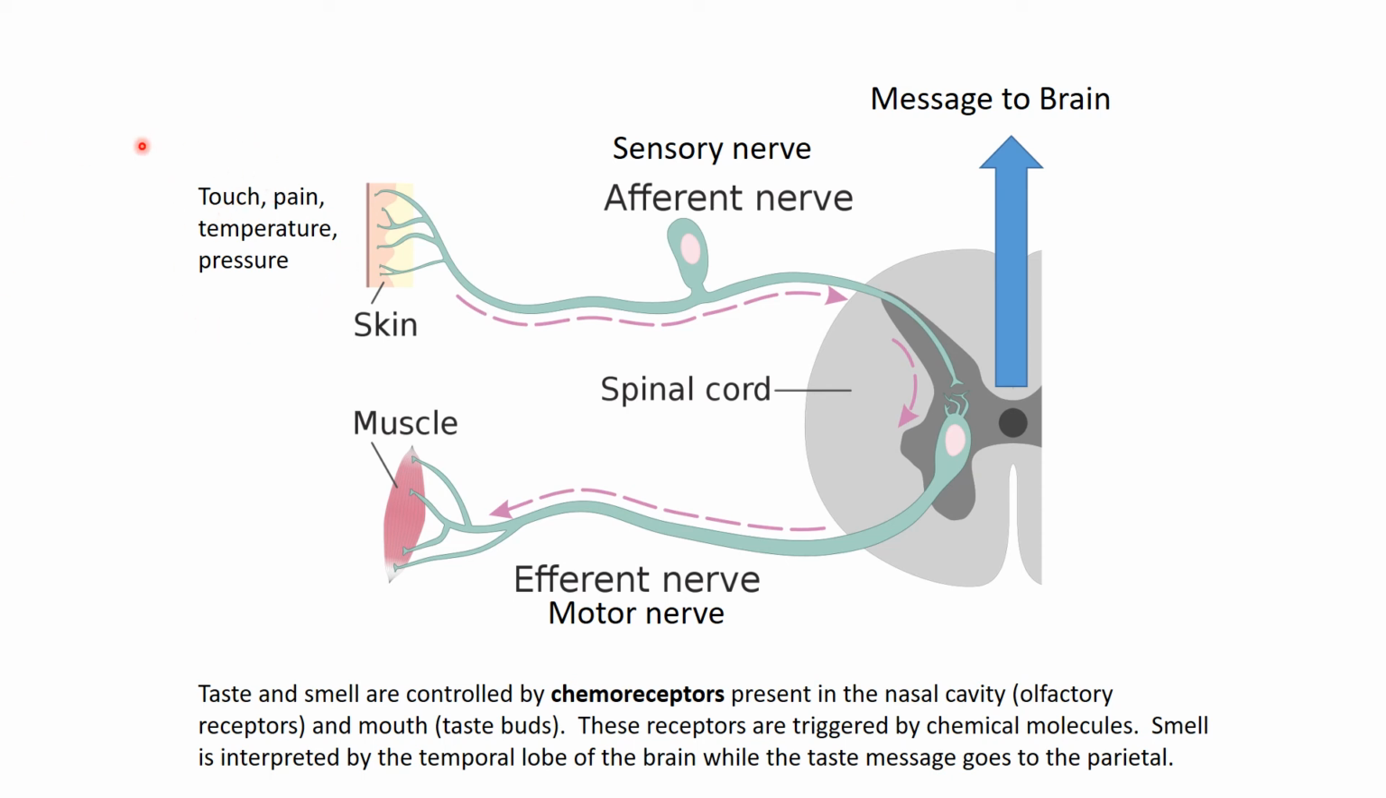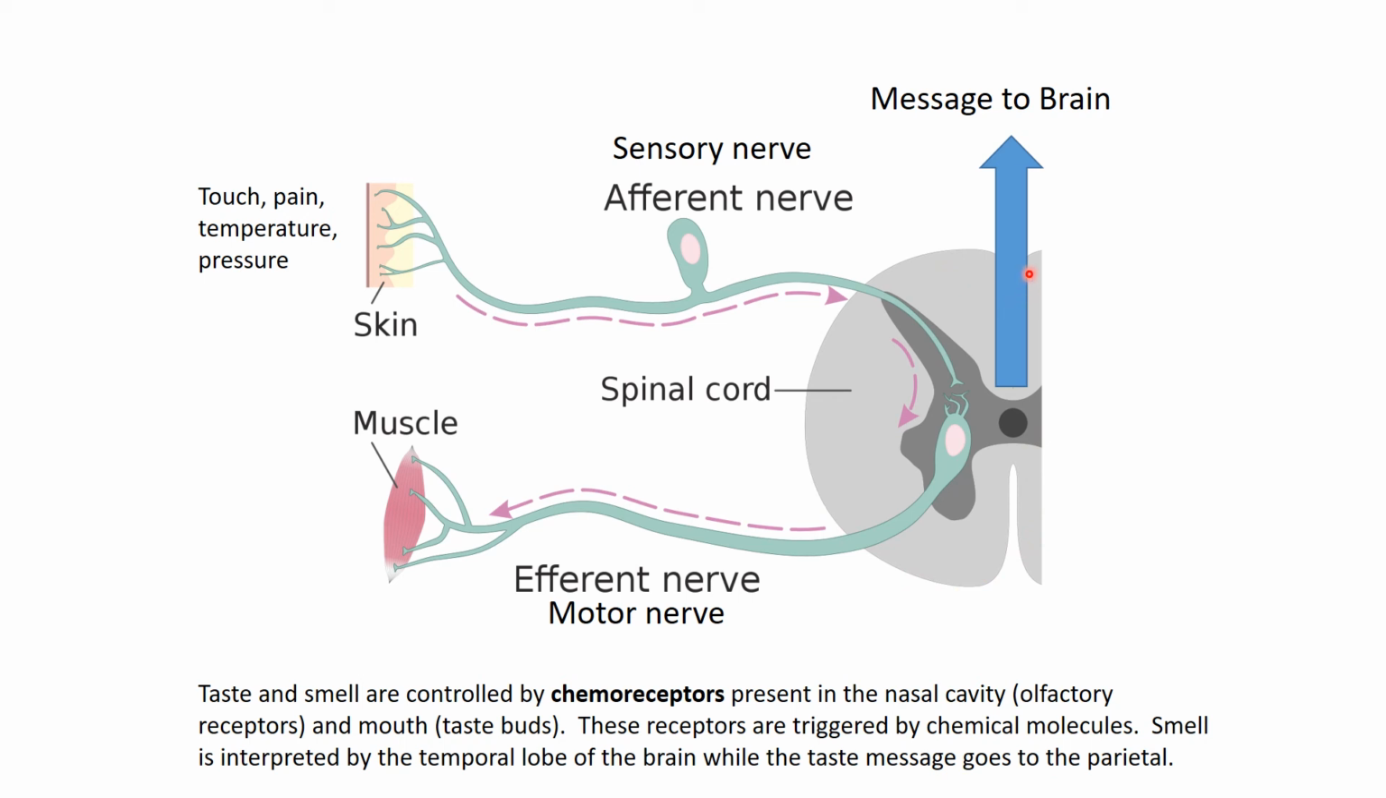A message being sent from the sensors, for example, this one shows the receptors in the skin. The skin has 4 types of receptors. Those are for touch, pain, temperature, and pressure. And so when one of those is triggered, the message is going to be sent up, and this is the spinal cord.